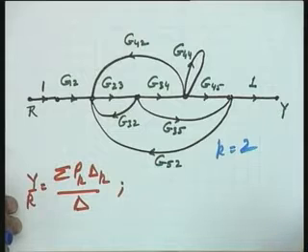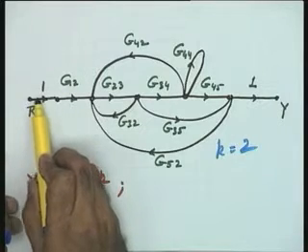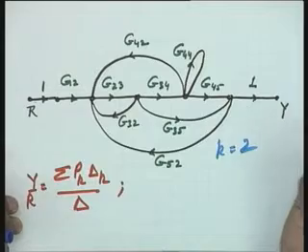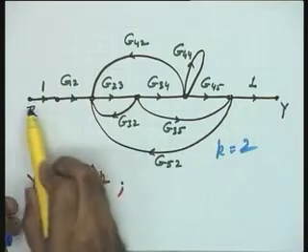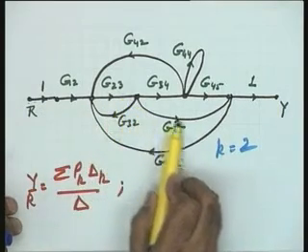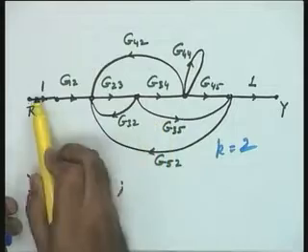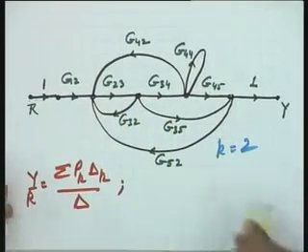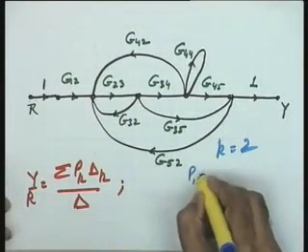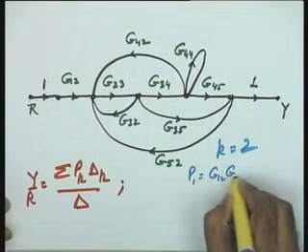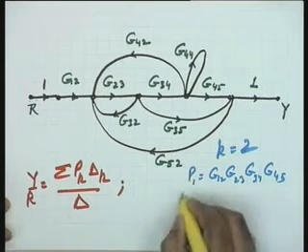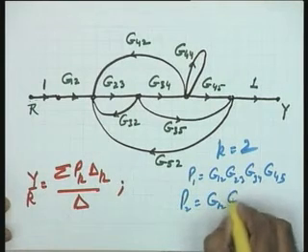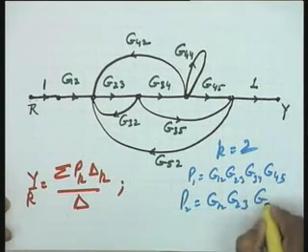2. That's fine. The definition is that you should not come back to a node or a branch. It should not be traversed more than once. You find from R to Y this forward path, and this other forward path. These are the 2 forward paths. So I write it here itself: P1 equal to G12, G23, G34, G45, and P2 is equal to G12, G23, and G35.